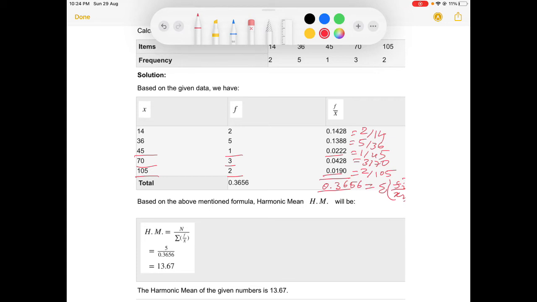Now we take that in the denominator here, and the numerator is the total number of observations. So the total number of observations is 5. We have 5 values, right? So now we will divide 5 by 0.3656, we get 13.67. So the average rate is 13.67 in this case.